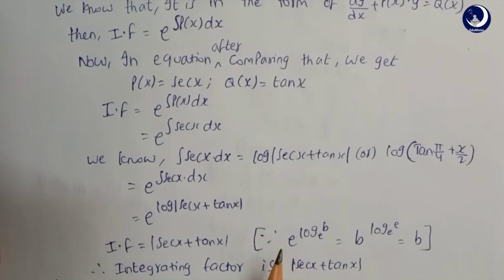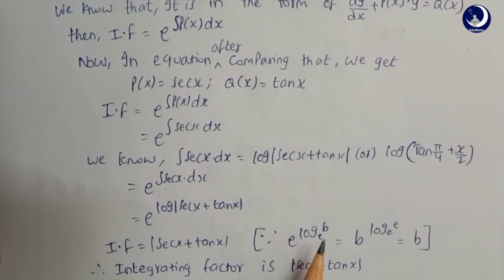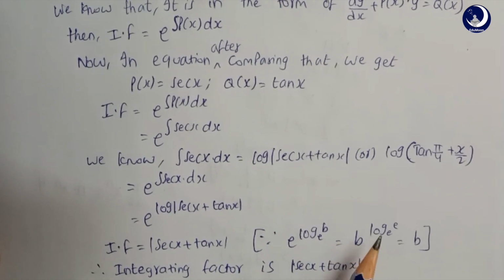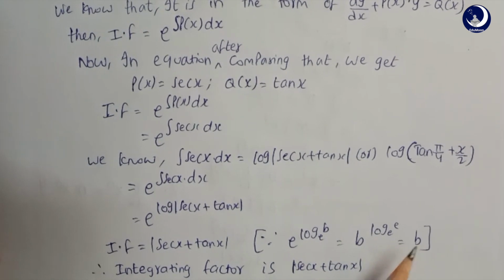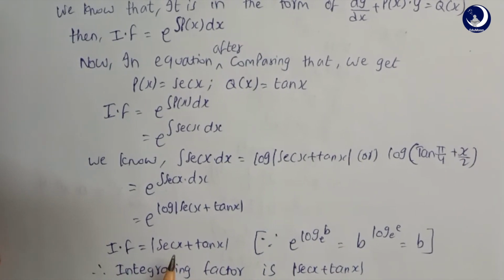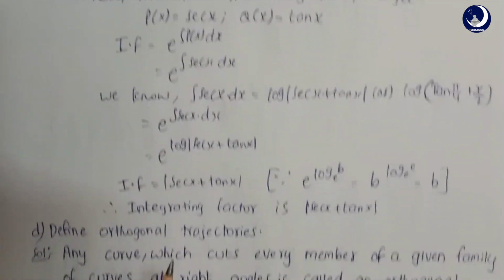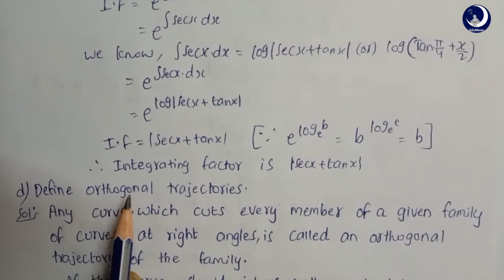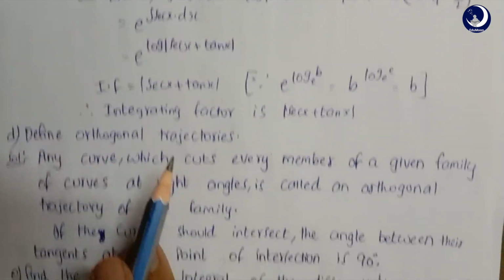We already know that e to the power log b base e is b. Like this I replace, and I get the integrating factor equal to 1 by |sec x + tan x|. It is the integrating factor. Now define orthogonal trajectories.